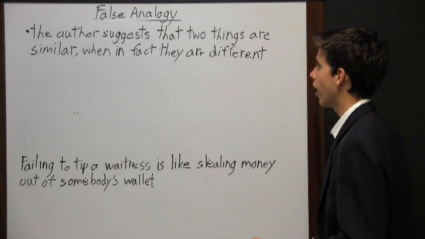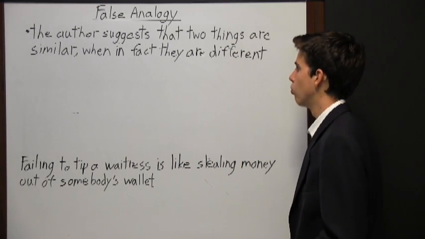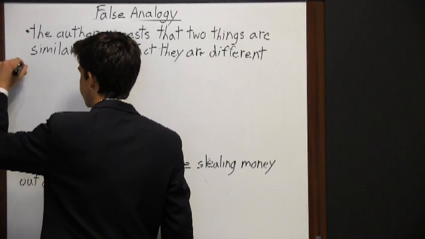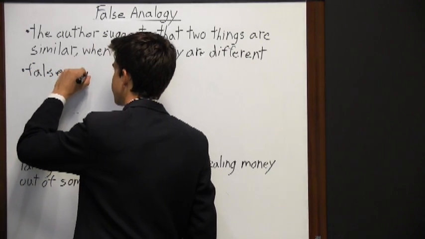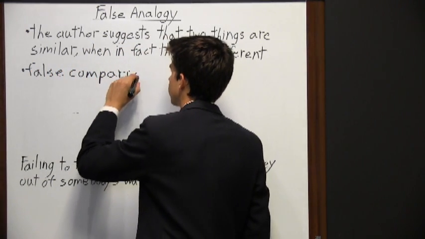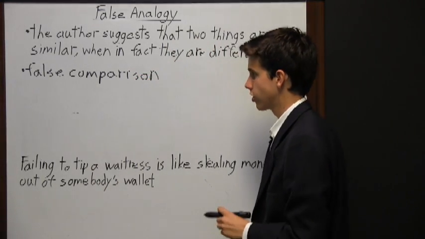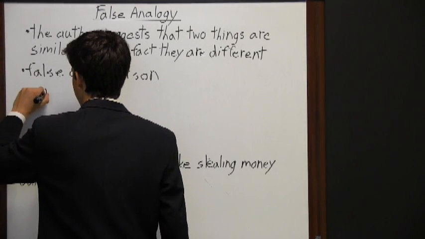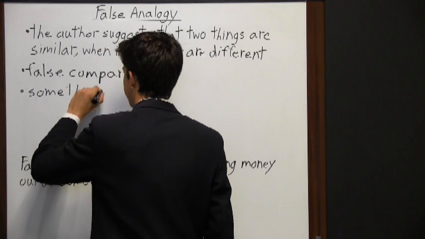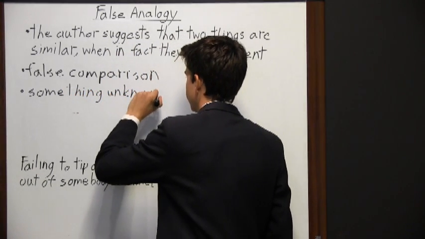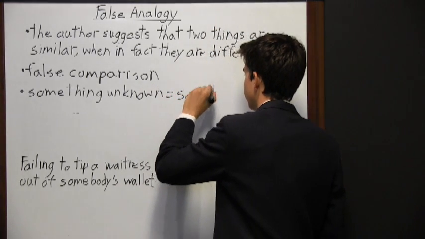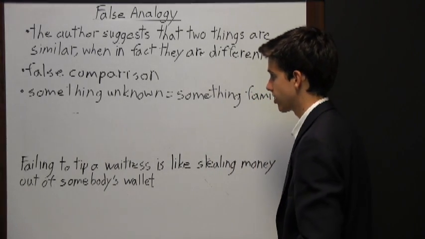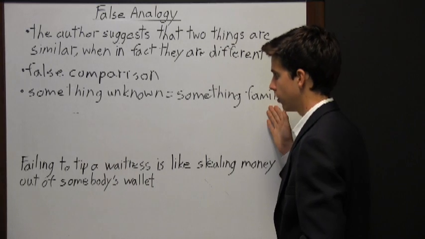But more specifically, it is when the author suggests that two things are similar when in fact they are different. So basically, a false analogy is a false comparison. So many times an author uses a false analogy when they're trying to convince the reader that something unknown is like something familiar. So the author is taking something unknown to the reader and comparing it to something familiar.